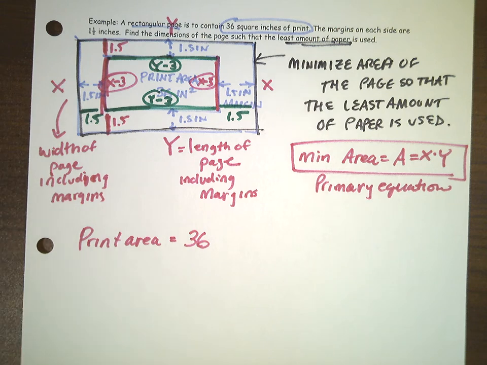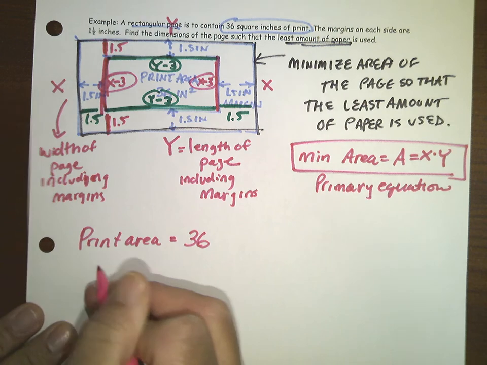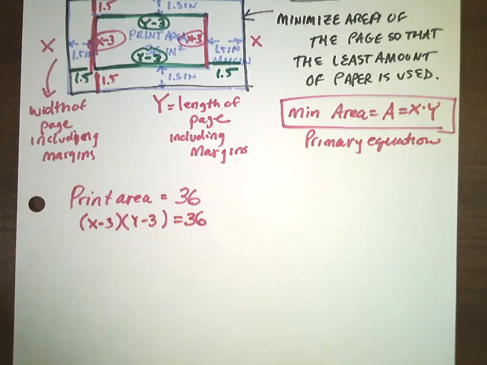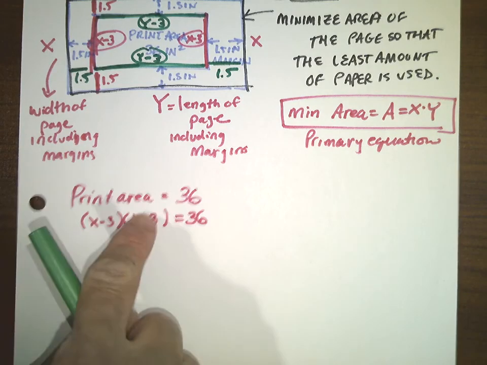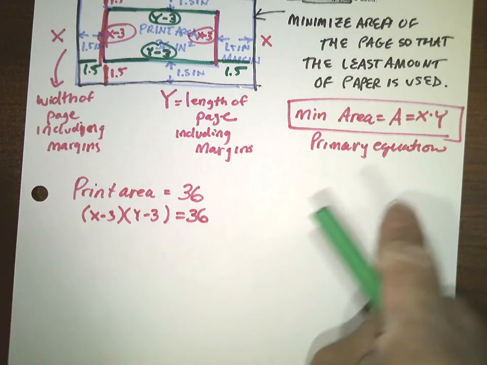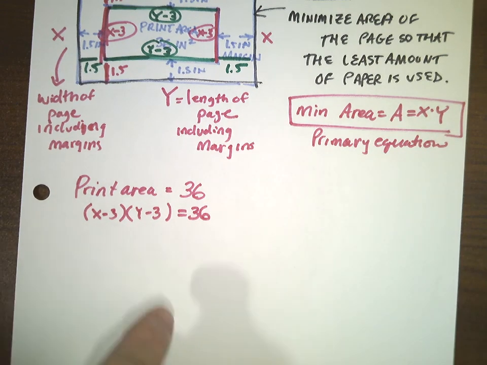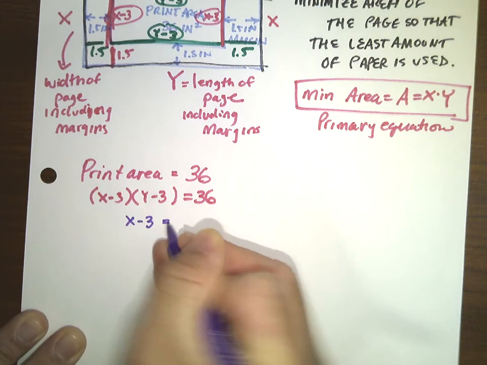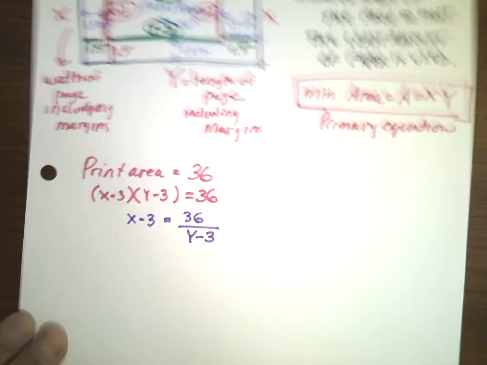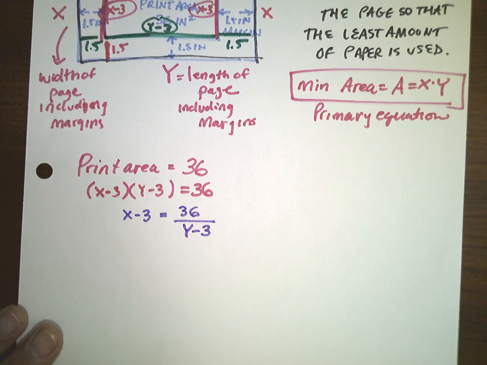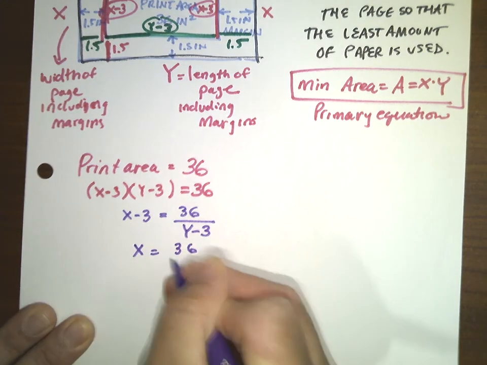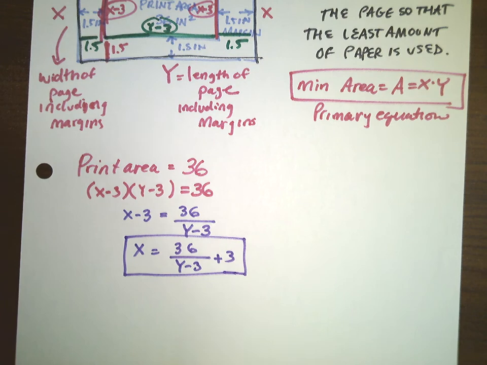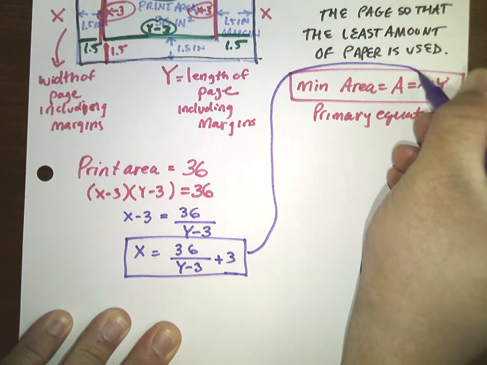All right, very good. So now that means the print area is x minus 3 times y minus 3 is equal to 36. All I need to do then is solve this equation for x or y and then substitute it in over here. This is actually a very difficult equation in a way to solve for x or y, but we're going to do that anyway. So let's just divide by y minus 3 on each side. So x minus 3 is equal to 36 over y minus 3. And then I'll add the 3. So x is 36 over y minus 3, plus 3. All right, there we go. What a time to be alive, right? So now that gets substituted in for this x over here.